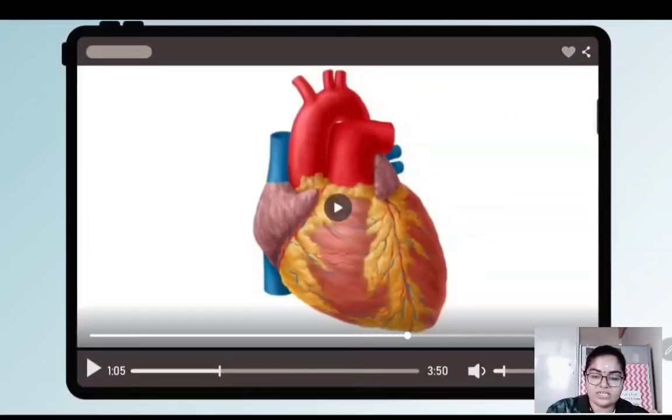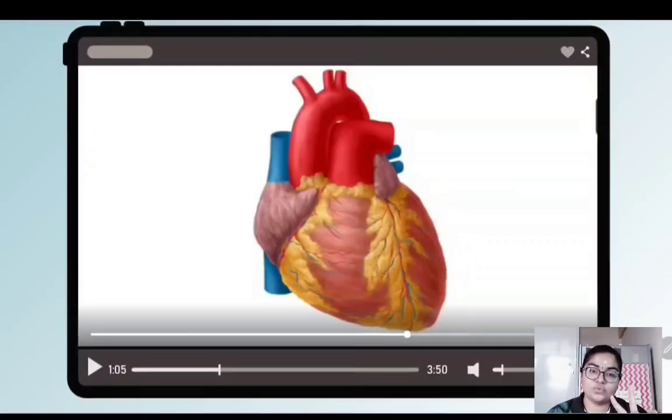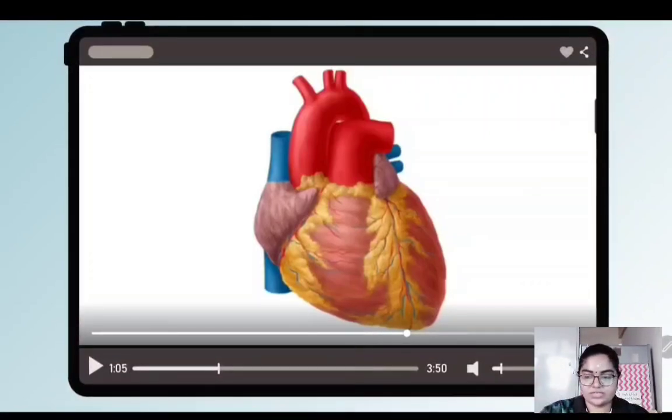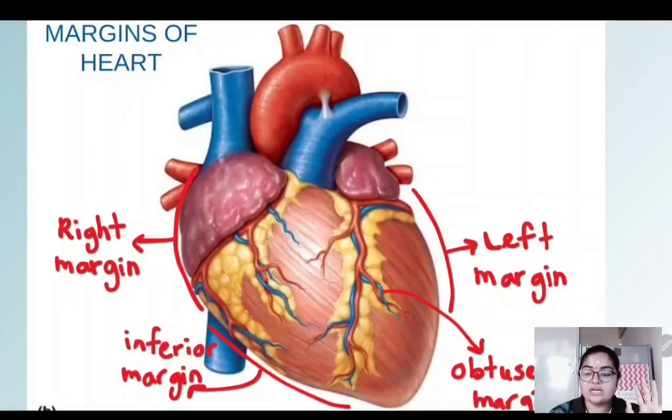And we can see that the base of the pyramid, which is the posterior part of the heart, consists of two atriums, and the apex of the pyramid consists of two ventricles. Now let us look at the margins of heart. We have four margins: right margin, left margin, inferior margin, and obtuse margin.